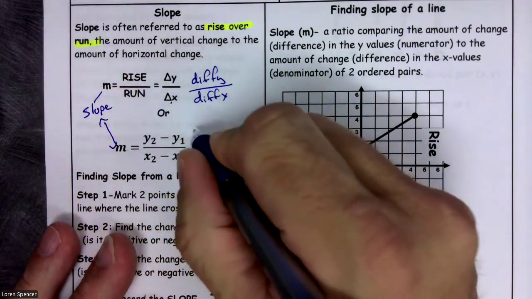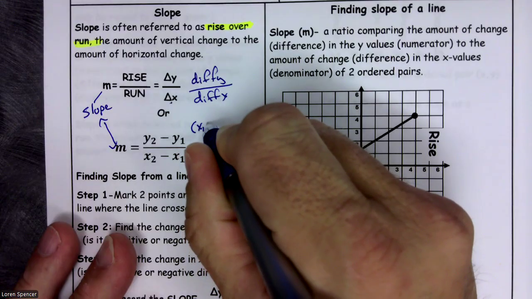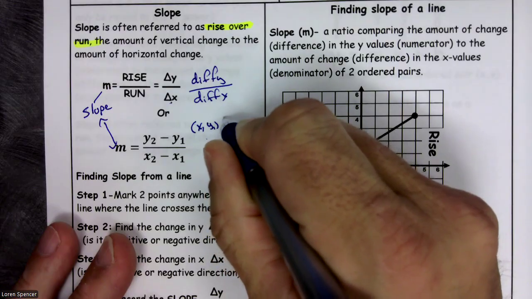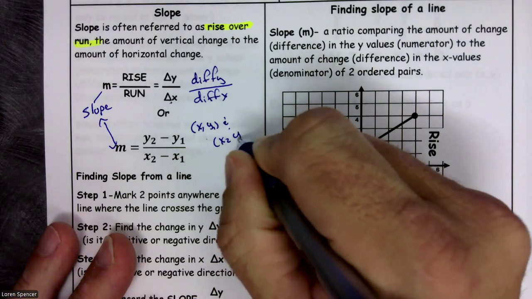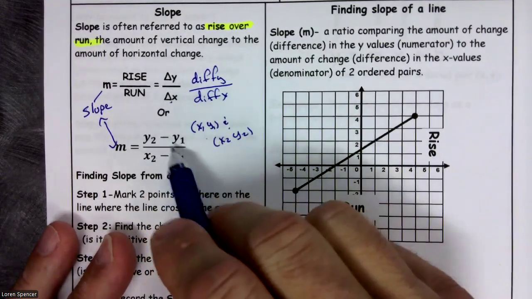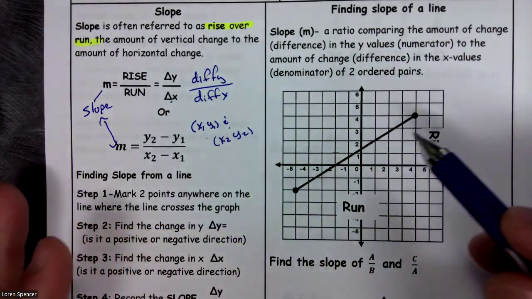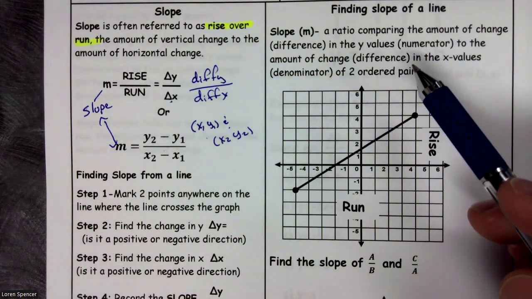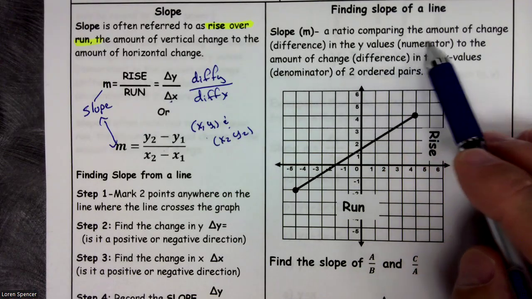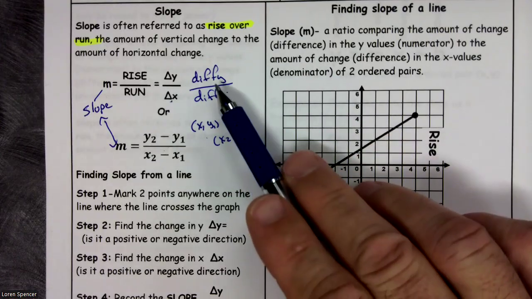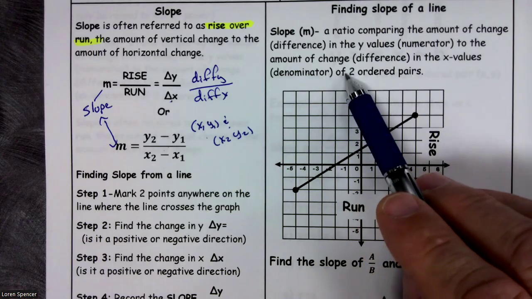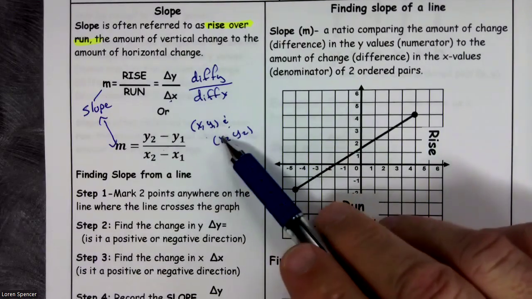If you had an ordered pair (x1, y1) and (x2, y2), that would be the formula you would use to find slope. We're not going to use that formula today. We will tomorrow, but today we're just going to work on calculating slope from a graph. First off, slope is a ratio comparing the amount of change, the difference in the y values, to the amount of change, the difference in the x values of two ordered pairs. And that's what we just said here.